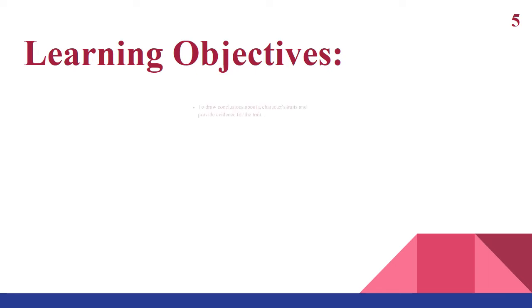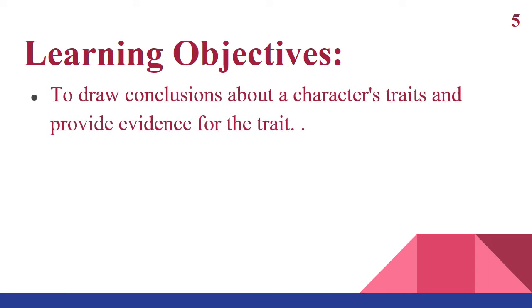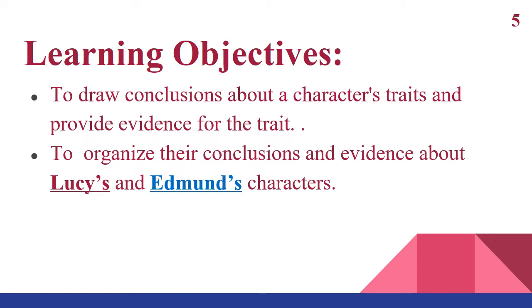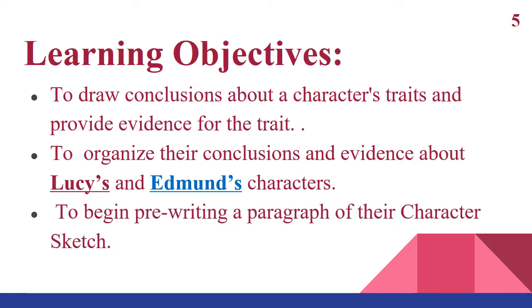Now, learning objectives. Draw conclusions about a character's traits and provide evidence for the trait. It means you're going to write all the qualities you know about your character and provide evidence from the text, the novel you're reading, to organize your conclusions and evidence about Lucy's and Edmund's characters. You have to sum all these qualities up in both characters, and begin pre-writing a paragraph of their character sketch.